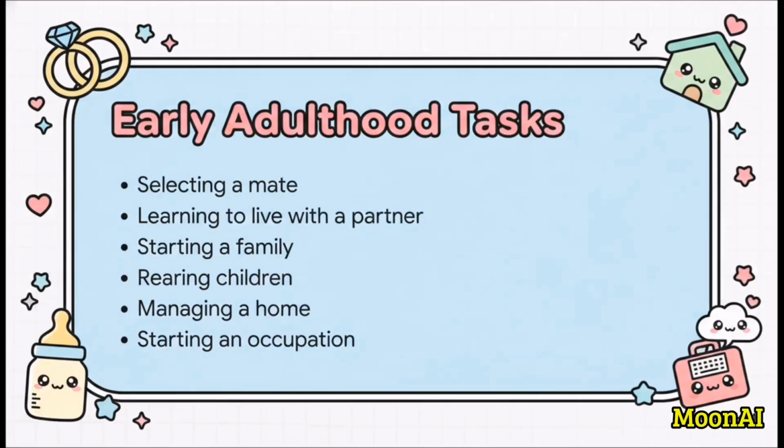When you hit level 19, your entire objective shifts toward establishing personal and economic independence. Havighurst's specific tasks for early adulthood are selecting a mate, learning to live with a partner, starting a family, rearing children, managing a home, starting an occupation, and assuming civic responsibility. Basically, this is the era of putting down roots and officially launching your independent life.